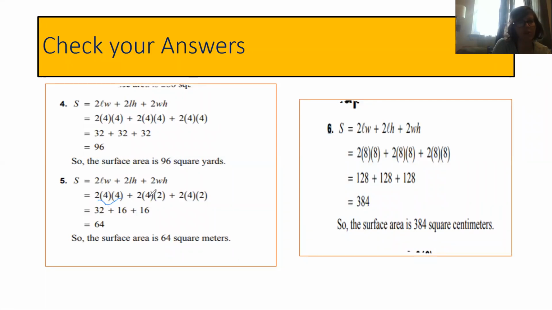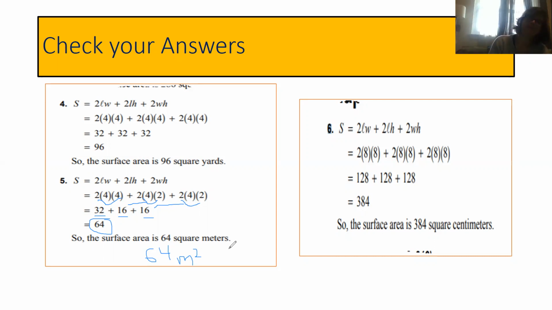So that gave me 32. And then 2 times 4 is 8, 8 times 2 gives me 16. And then again, 2 times 4 is 8, 8 times 2 gives me 16. And then I'm just going to add up 32 plus 16 plus 16, which should give me 64. So the surface area is 64 square meters, which you could write like this. This would show you square meters. Okay, so hopefully you got that one right.